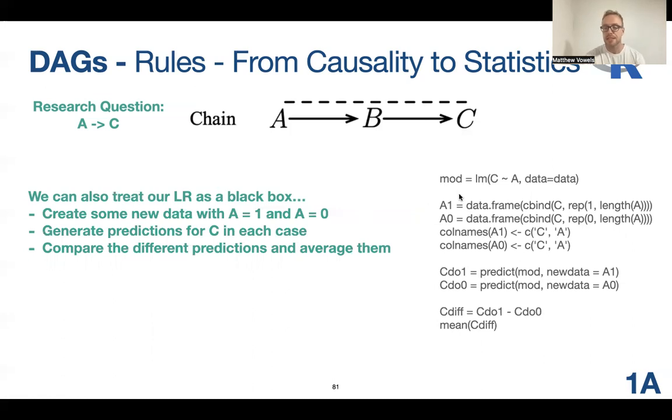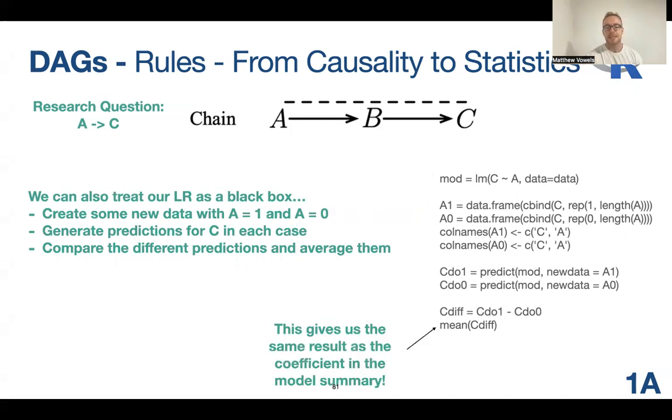The predict function takes the model that we trained up here, the original linear regression model, as well as our new data, A1 and A0. We can generate those predictions, and I'm going to call them C-do1 and C-do0 for those two interventional data sets. I can take the difference between those predictions and compute the mean, and it actually gives us the same result as the coefficient that we got in the previous model summary.